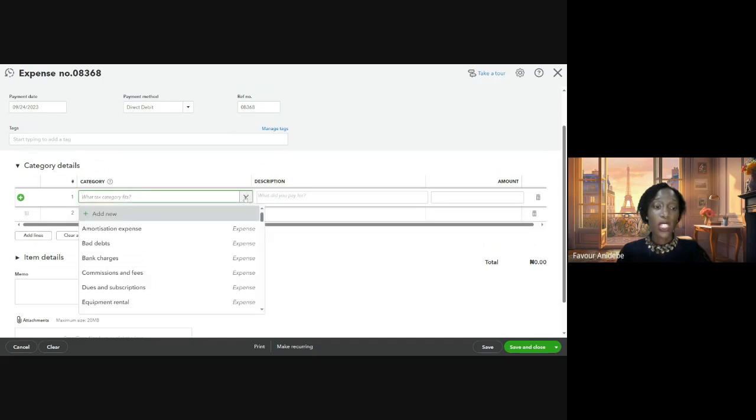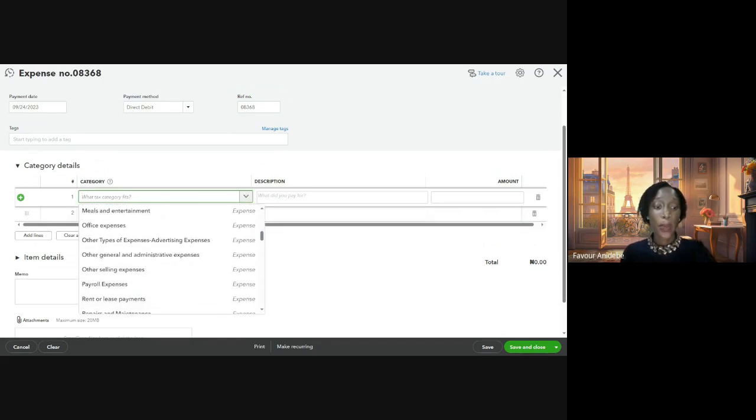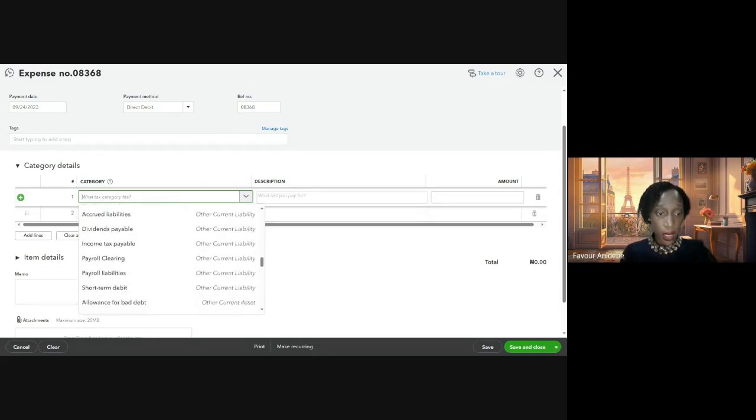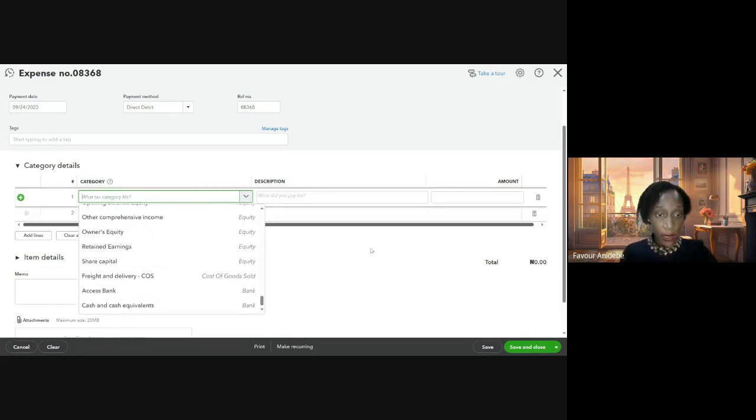So this is when you select what you're paying for. If there is no motor, we may have to go and create a motor vehicle account. So let's go back. Let's check if we have motor vehicle here.